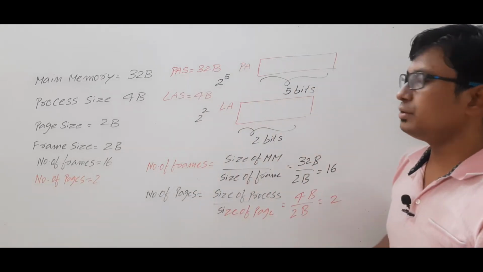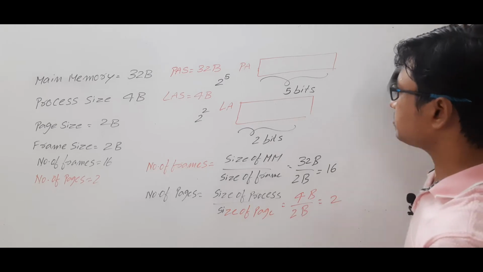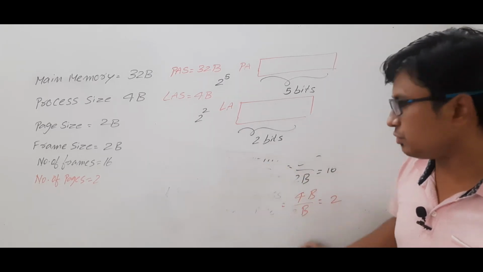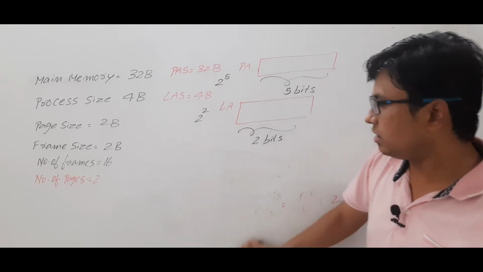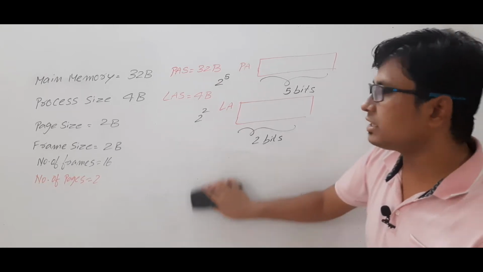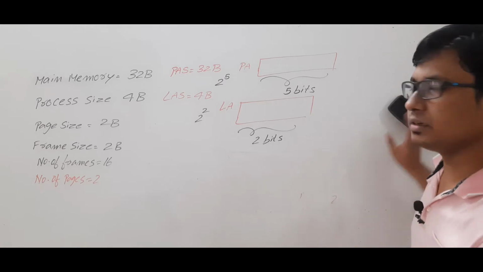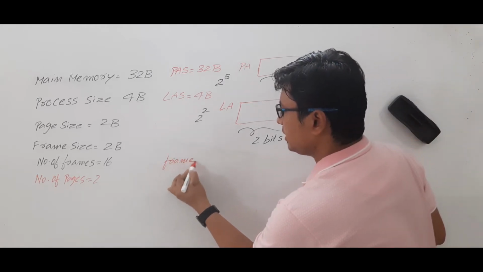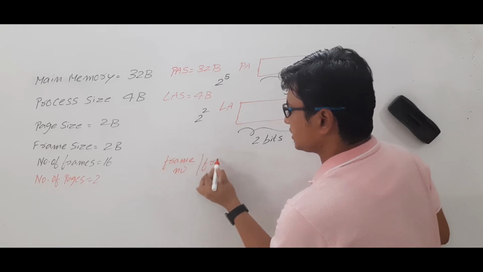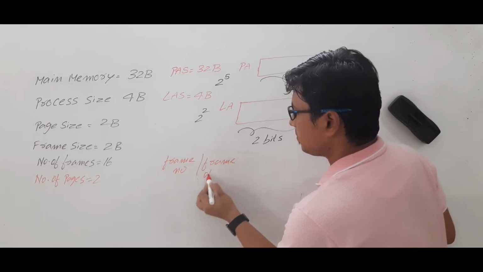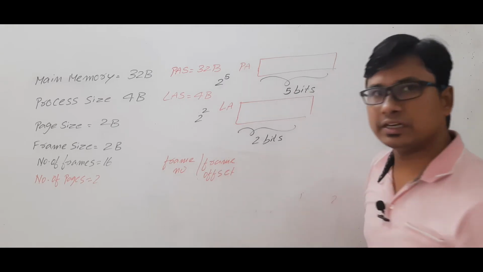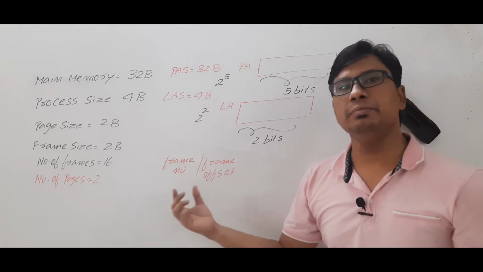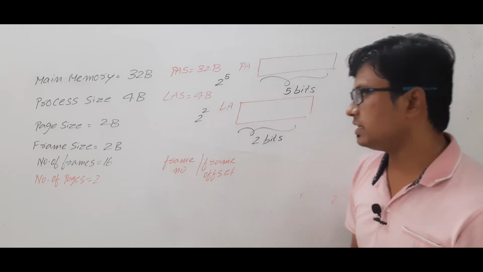Now we will further split up the physical address. The physical address is divided into 2 parts. One is the frame number and another one is the frame offset. In physical address, we will have frame number and frame offset. The frame offset will depend on the size of the frame, and frame number will depend on the number of frames. Is it clear?